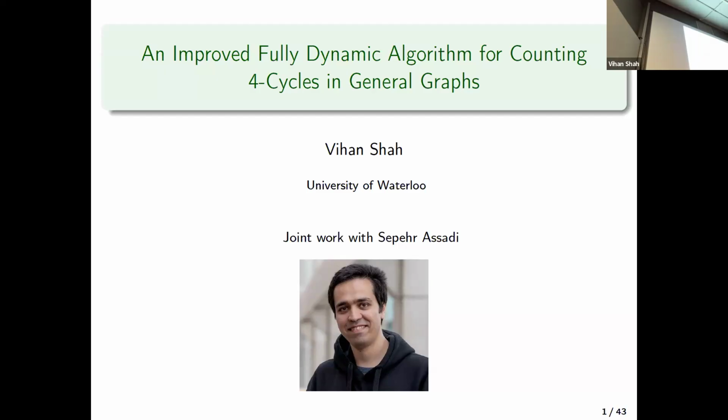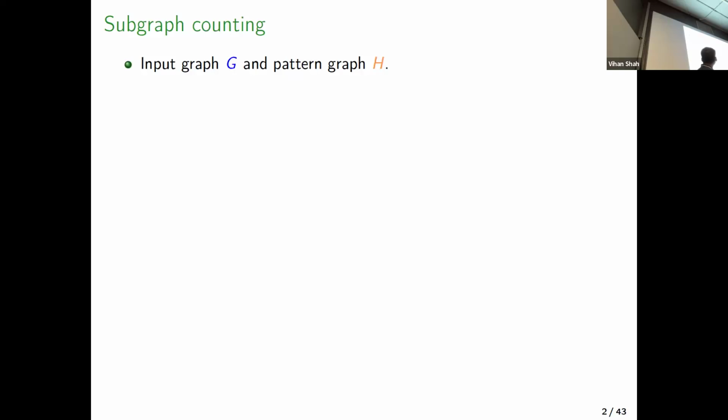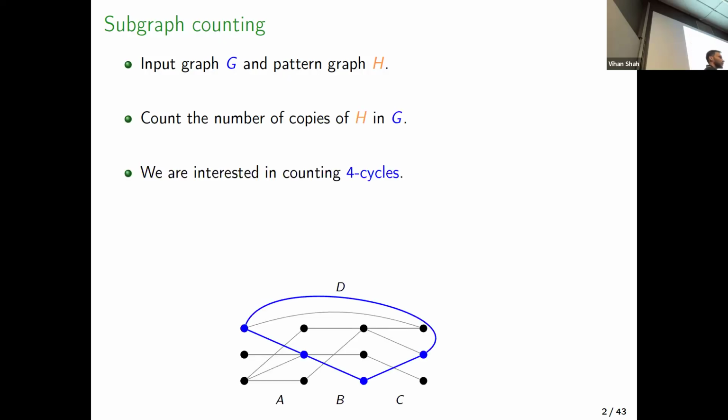Yeah, so this is a talk about counting 4 cycles in the dynamic model. This is joint work with Zephyr, and it is accepted to Paul's. Okay, so let's start with the question of subgraph counting. You're given a graph G and a pattern graph H, and you want to count the number of copies of H in G. And in our case, we're interested in counting 4 cycles.